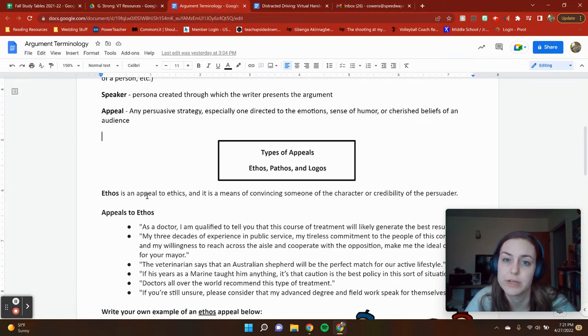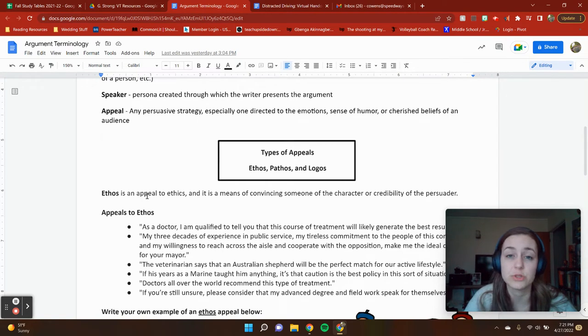And then the last term, here's where we're really focusing in this week, is on appeals. So when someone is trying to persuade you of something, they're going to do it in a few different ways. These are terms that are going to come up a lot in your high school career, especially when you're doing rhetorical analysis essays later on in high school.